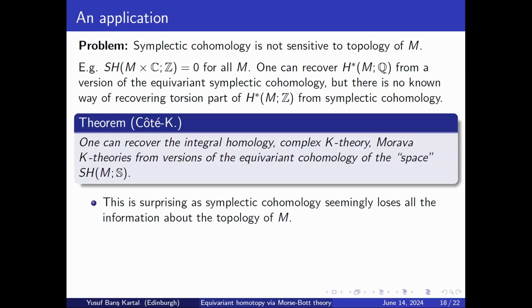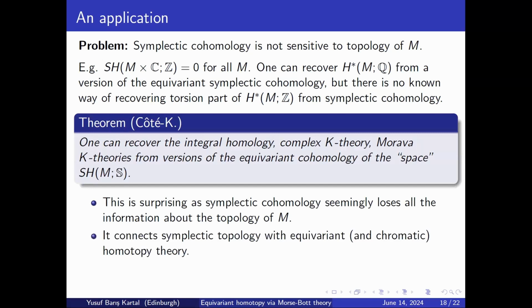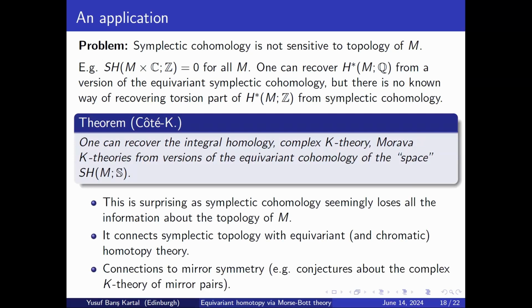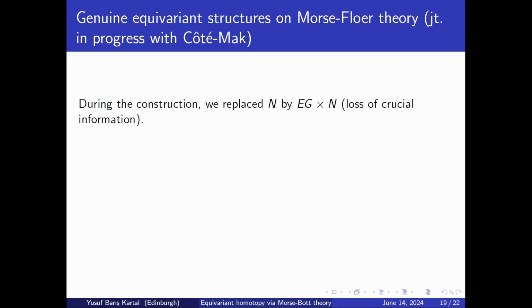Again, the surprising part is that symplectic homology is losing all the information about the topology of M, and this connects symplectic topology a little more with homotopy theory. This is more like clickbait, so I can skip this. And there are also expected connections to mirror symmetry.